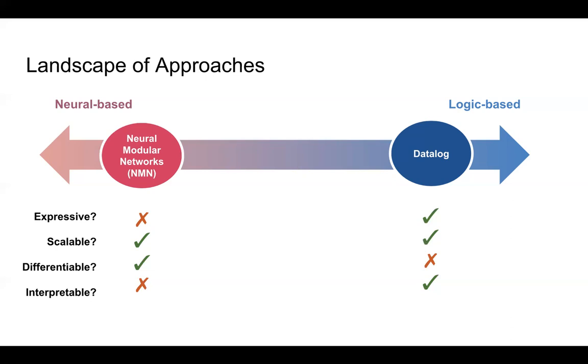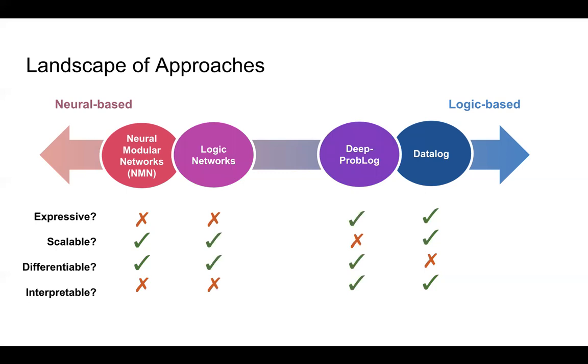On the other hand, neural approaches are great at scaling to large real-world data with noise, and they're differentiable, but they have problems with expressiveness and interpretability. Mayur, can I ask a question? In what sense do you say neural networks are not expressive? At the end of the day, neural networks are Turing complete and Datalog is not, right?